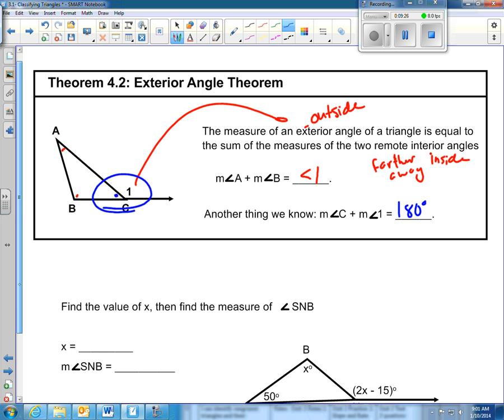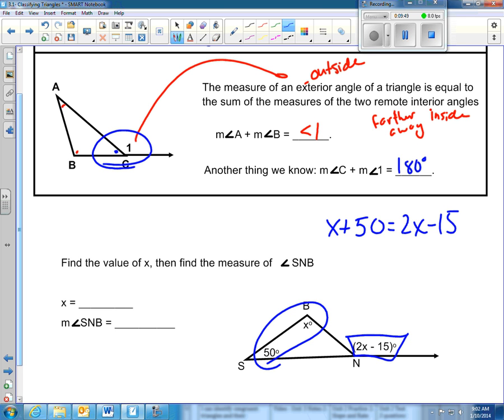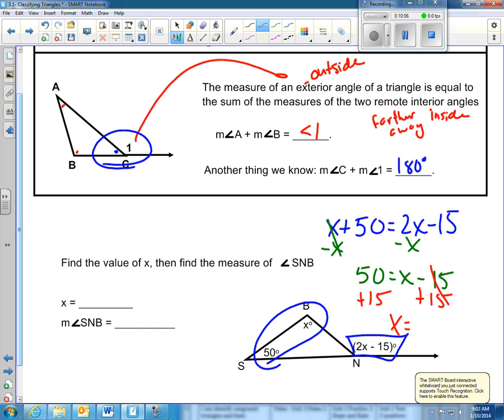So let's just do this last problem here before we go. Find the value of x and then find the measure of angle S and B. All right, so these 2 here are interior angles, and then here's our exterior one. So we're going to add our 2 interior angles, and they're going to equal our exterior angle. So if we solve this for x, minus 50 equals x minus 15. Oh, where'd you go, smartboard? Minus 15, there we go. All right, we want to add 15 over. So we get x equals 65.